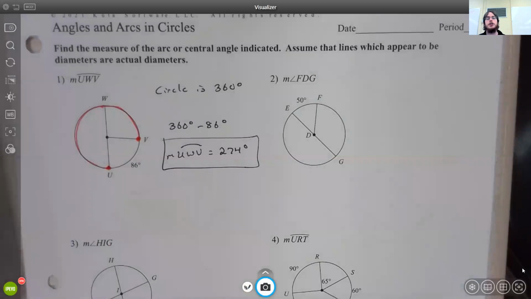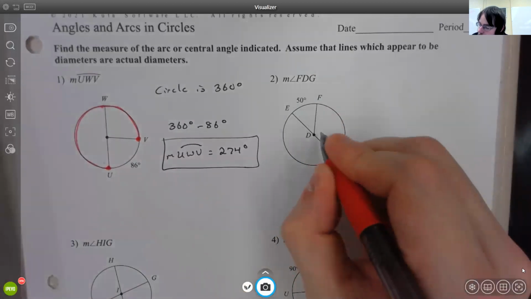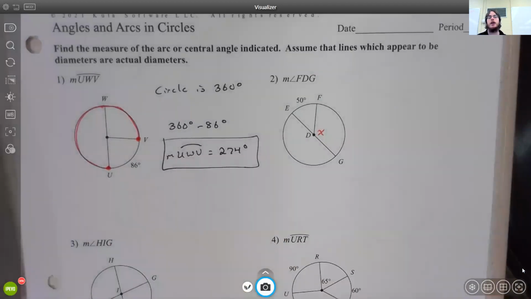All right, so let's look at number two. Number two wants us to find the measure of angle FDG. So angle FDG is here. And you'll notice that that type of angle is at the center, so it's a central angle. So since we're looking at a central angle, if we can determine what the arc across from it is, we can determine what the angle measure is.